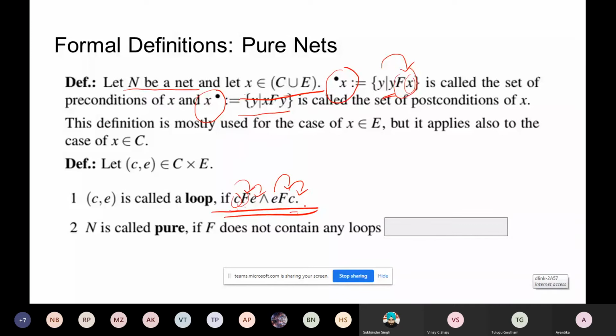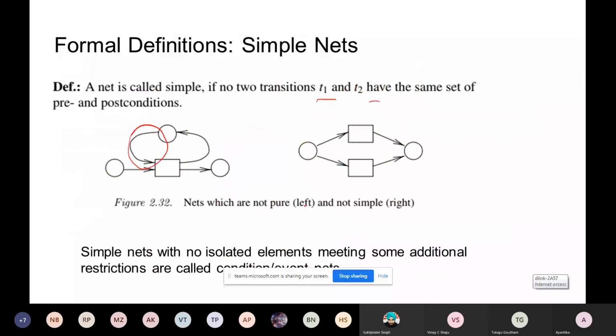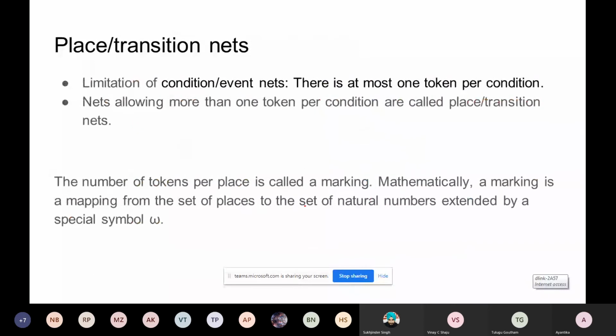And when there is no loop, that means the net is pure, and simple means no two transitions in a particular net have the same set of preconditions and post conditions. Okay. So based on these assumptions, there are different types of nets. The different definitions of nets are given. If there is at most one token per condition, then that is called the transition net.